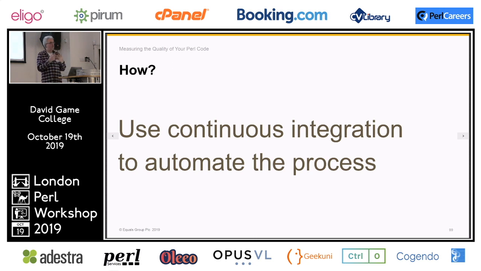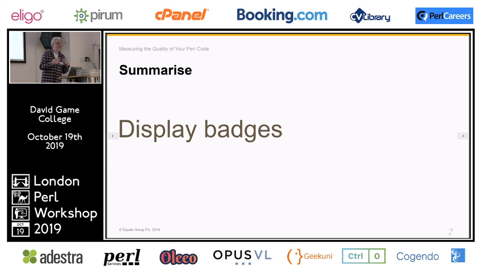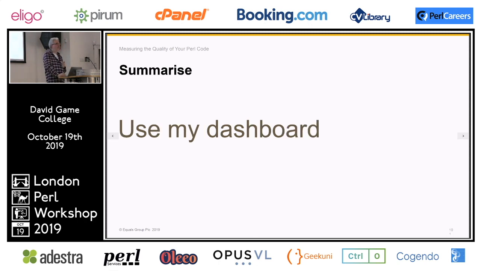We use continuous integration to automate the process. Mine's all driven from Travis CI or from other services. And to summarize, we display badges because, well, badges are cool, as we've established. And please have a go at using my dashboard to do similar for your code.